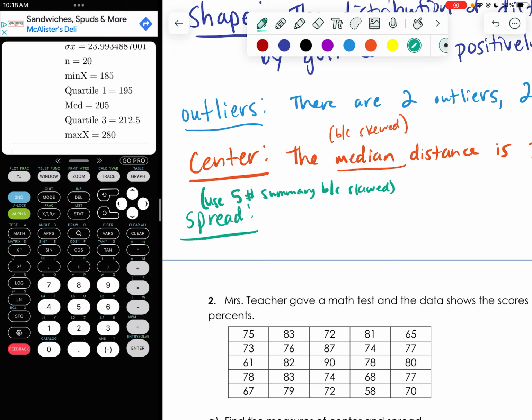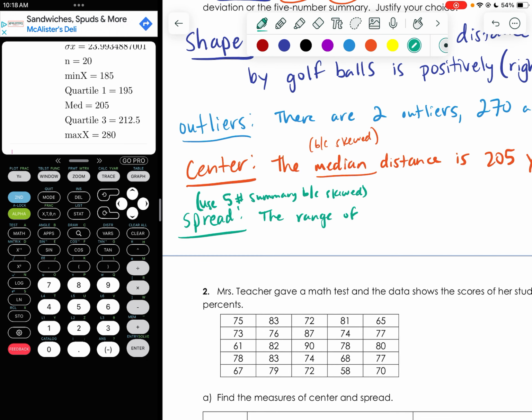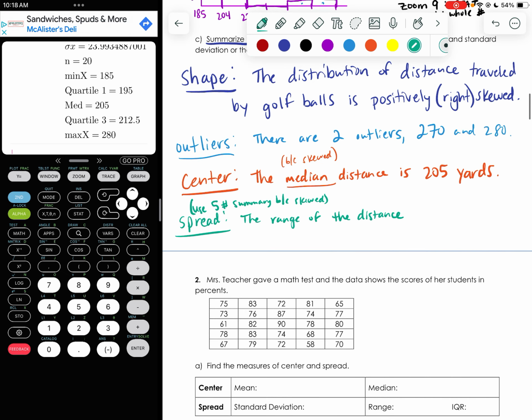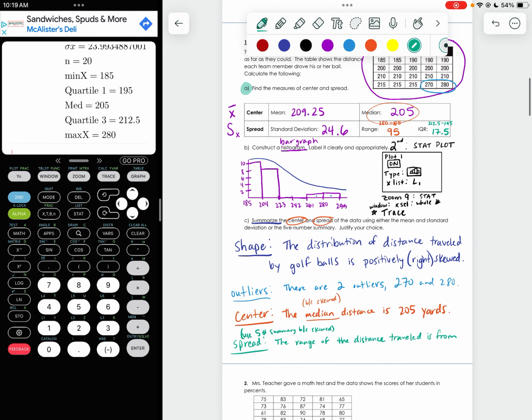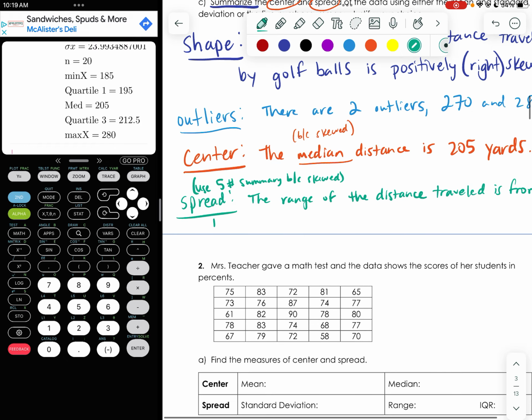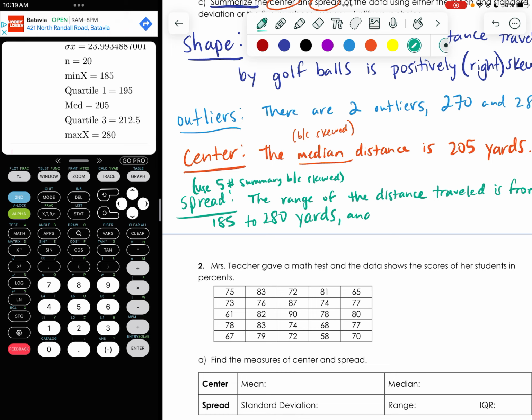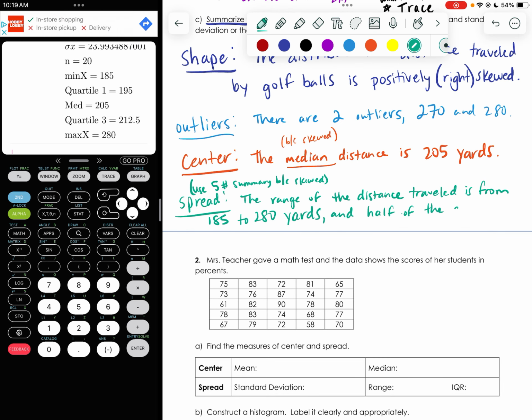Okay, so we can say the range of the distance traveled is from, so that'd be your min to your max. So from 185 to 280. Okay, and then I'm also going to say, and half of the distances.